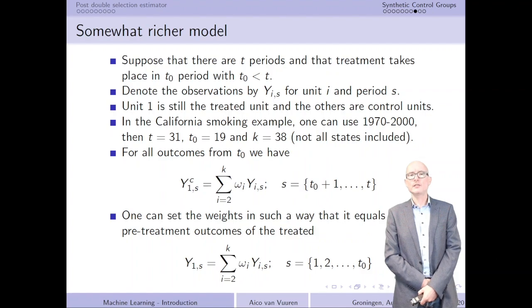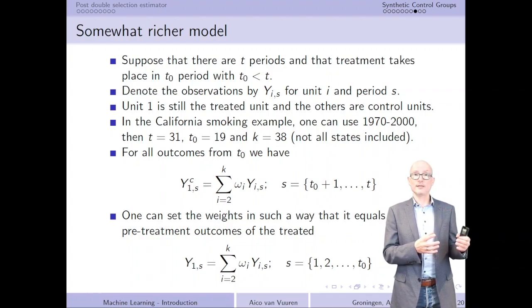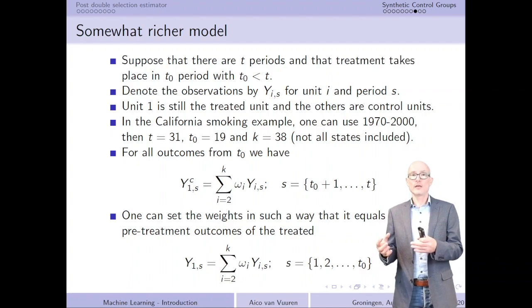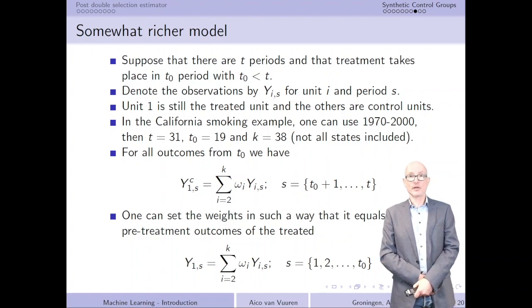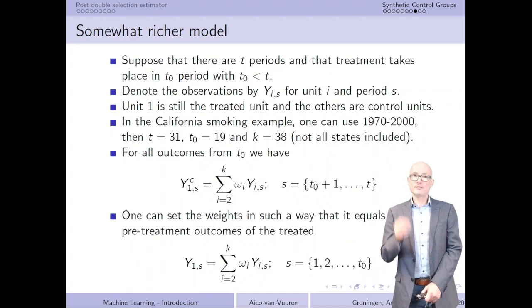Well, we are going to set those weights in such a way that the pre-treatment outcomes of our observed treated unit are exactly equal to the weighted averages of the control units. So we set the weights in the periods before treatment, so that means that s is between 1 and T0, in such a way that they are exactly equal to the outcomes Y1s in the period before. So the outcome of the treated unit must be equal to the weighted average of the control units. We set the weights in such a way that this equality holds for all the periods that we have before treatment, so the periods from 1 till T0.